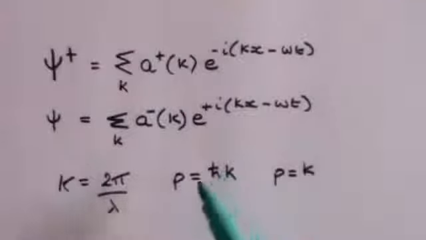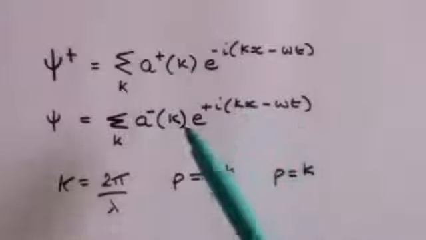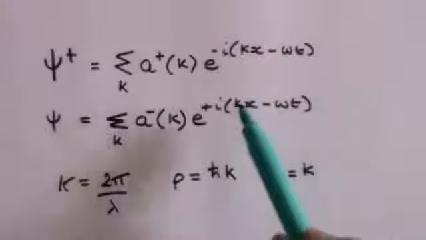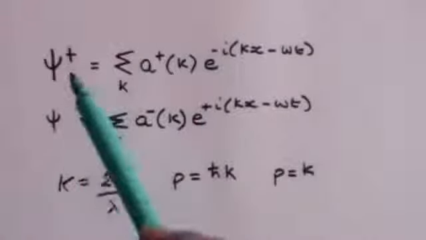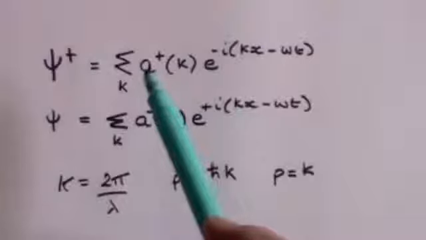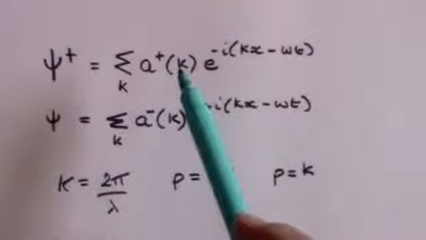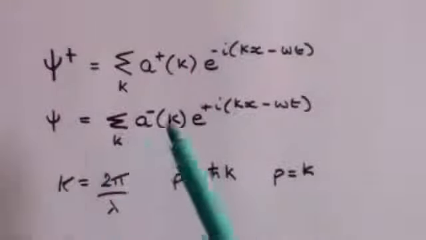If you set h bar equal to 1, then p equals k. And that means that this term k here and this term k here are really just proxy terms for momentum. So what these field operators are doing is essentially creating a particle with a momentum k, or annihilating a particle with momentum k.